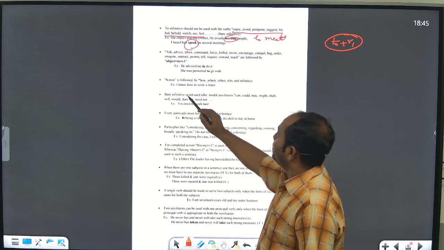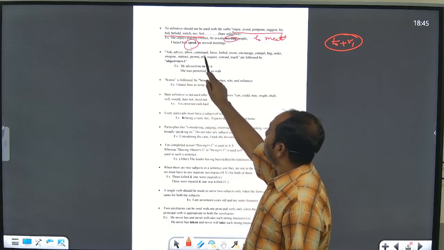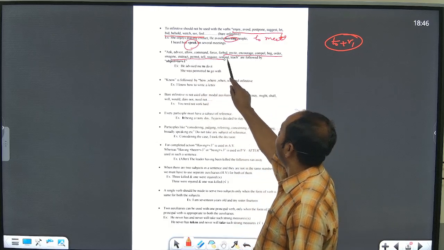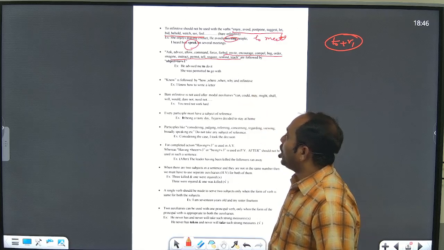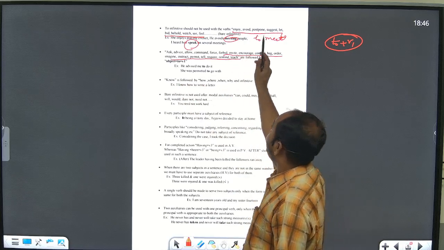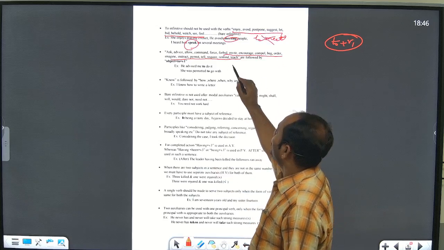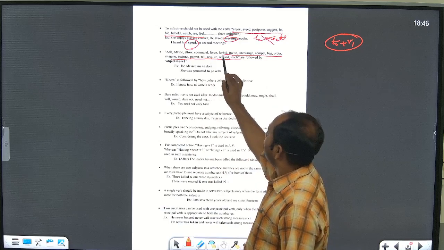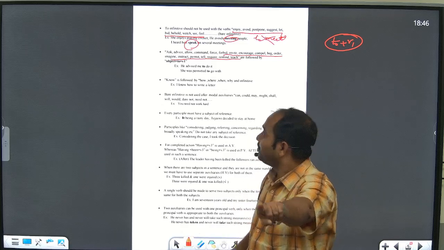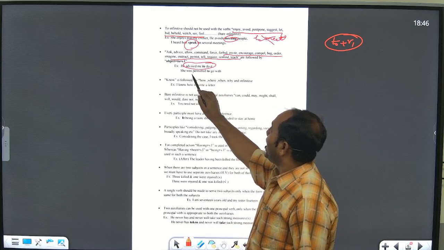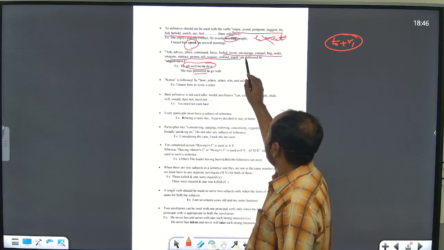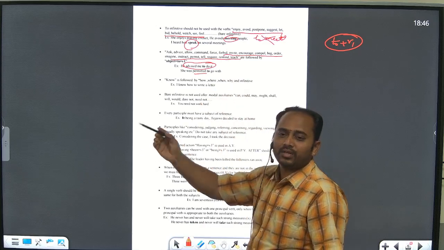Okay. Next. Ask, advise, allow, command, force, forbid, invite, encourage, compel, beg, order, imagine, instruct, permit, tell, require, remind, teach. They are always followed by object plus to plus V1. Just now I mentioned we should not use to; now I am saying to should compulsorily be used. So with these words, "He advised me, do it" is wrong. "He advised me to do it." He advised me to do it, and permitted to go, permitted to enter. In such a way we should use it. So these words always take a to plus V1 form.